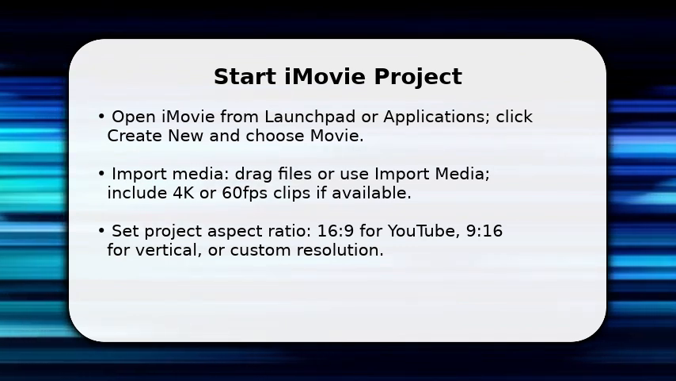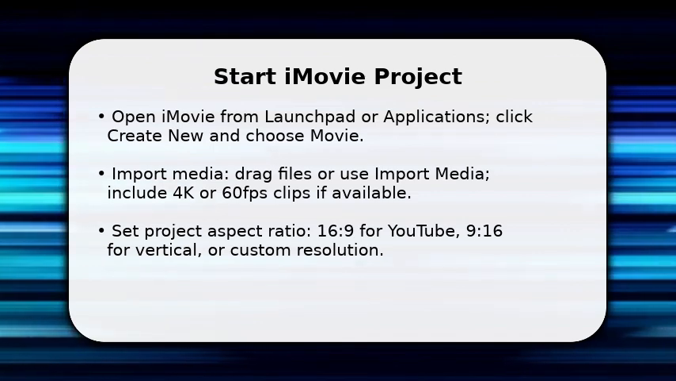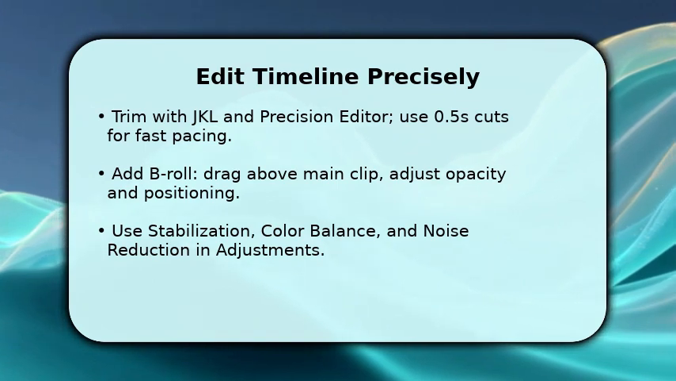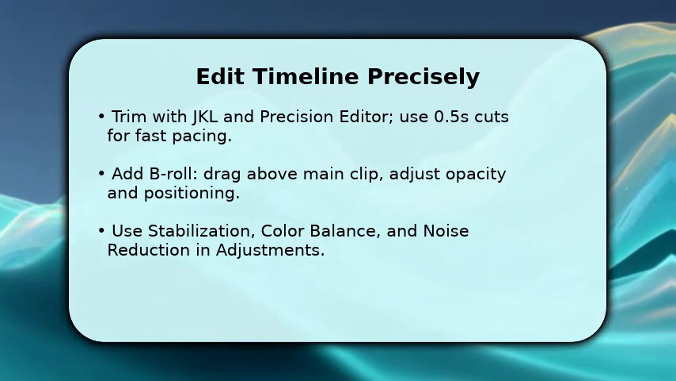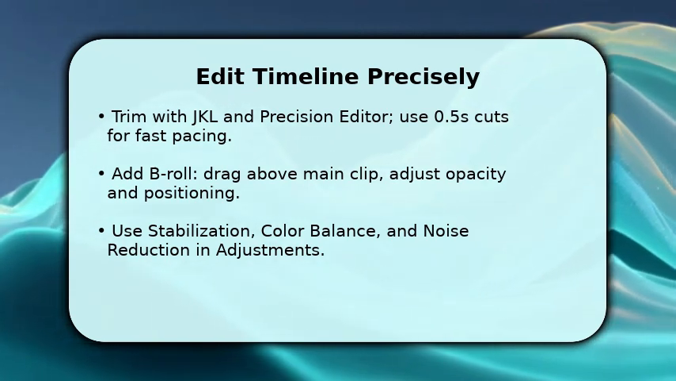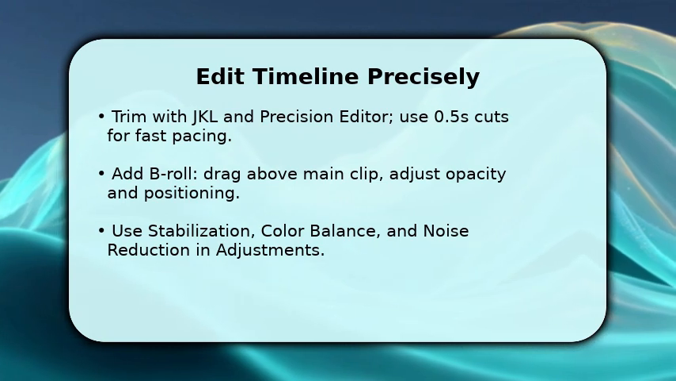Make sure to use the library sidebar to group clips. This keeps pacing and continuity obvious as you add tracks and trims. You now focus on the detailed middle work, trimming and arranging clips on the timeline with intention. Use the JKL keys to preview and the precision editor for frame-accurate cuts, because tight edits keep viewer attention.